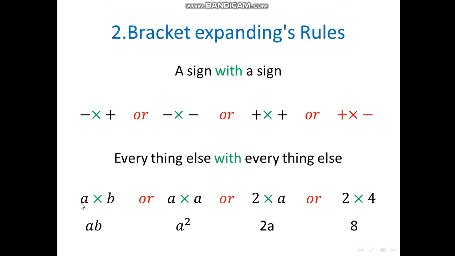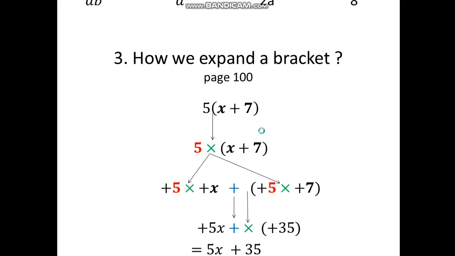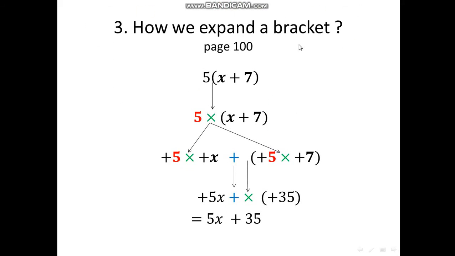Other things, you can multiply a letter by a letter or a letter by a number. There's no problem, like a times b, or a times a to the power 2, where you add up the powers. 2 times a is 2a, 2 times 4 is 8, or 2a times 2c equals 4ca, you multiply all of them together, and so on. So the multiplication pattern has to be like that, here and here for the signs. Now how do you expand a bracket?